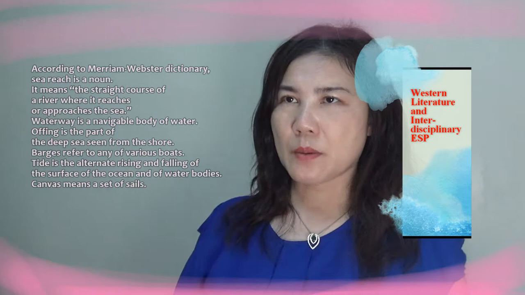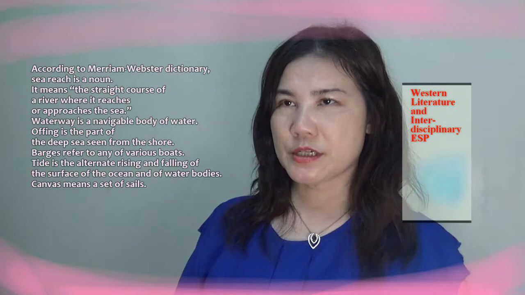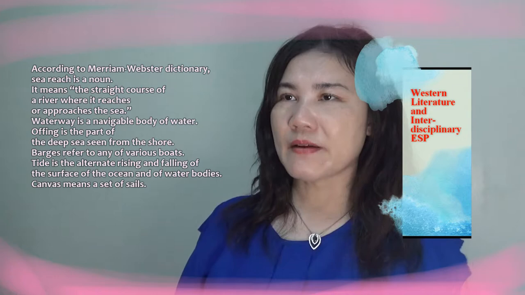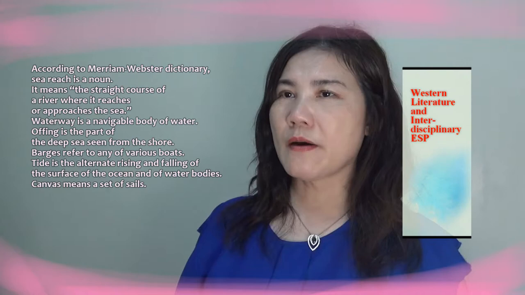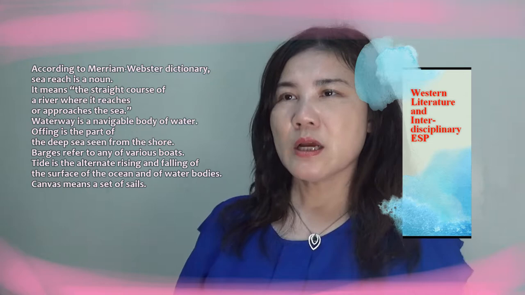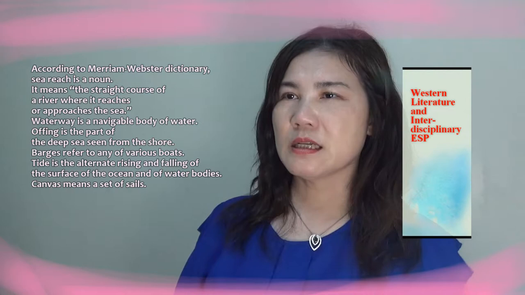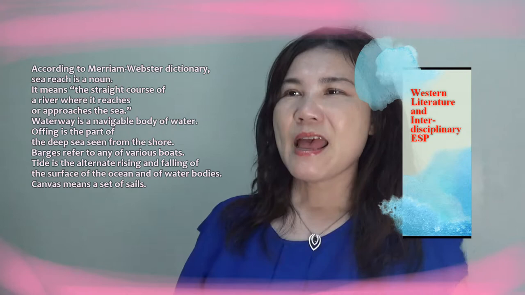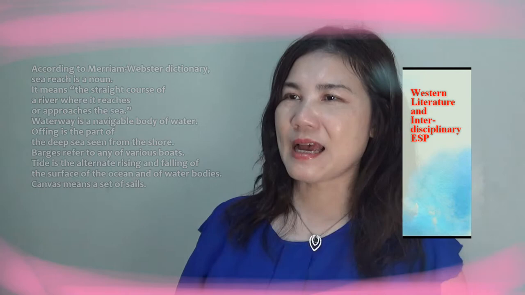According to the Merriam-Webster Dictionary, sea reach is a noun. It means the straight course of a river where it reaches or approaches the sea. Waterway is a navigable body of water. Offing is the part of the deep sea seen from the shore. Barges refer to any of various boats. Tide is the alternate rising and falling of the surface of the ocean and of water bodies. Canvas means a set of sails.